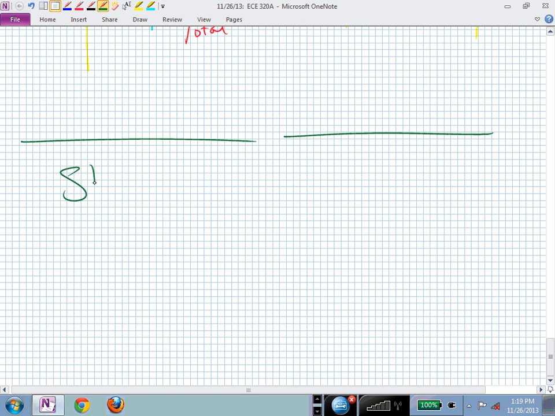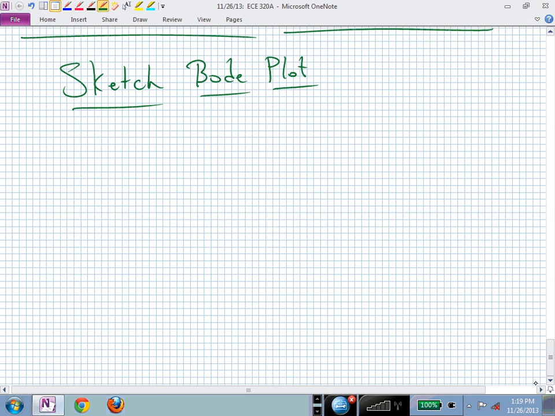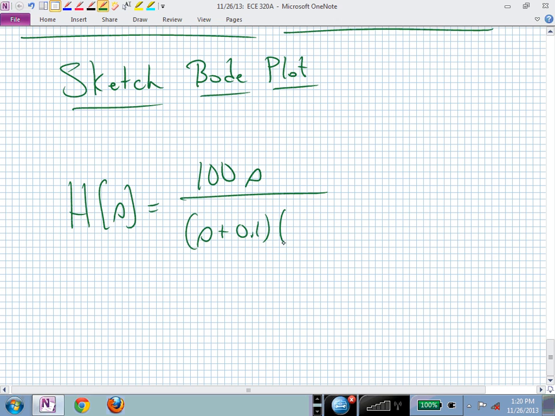So let's see if you can now sketch the Bode plot for the following transfer function. Not the last one, but now here is H of s equaling 100 s over (s plus 0.1)(s plus 10). Can you sketch that Bode plot? And this is more than a yes or no answer. Well, if you want to say no, I guess you can leave, but might as well take credit for doing some of the work.